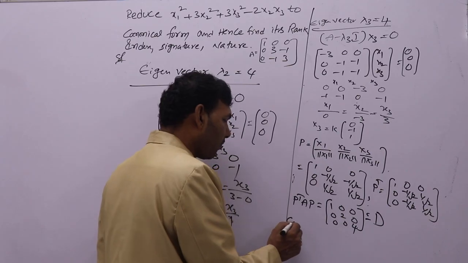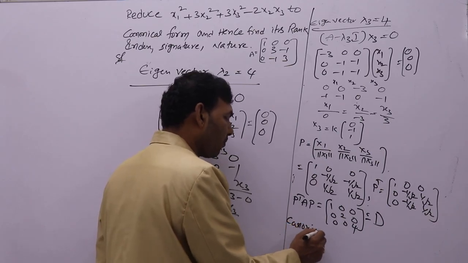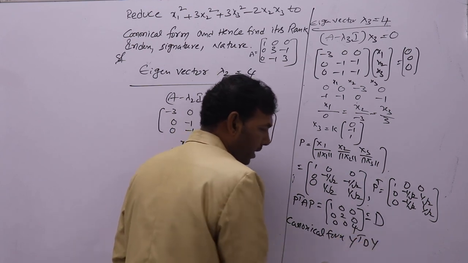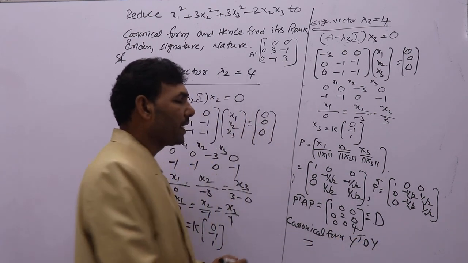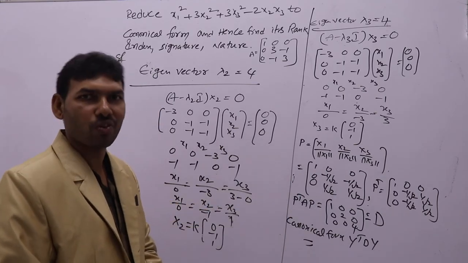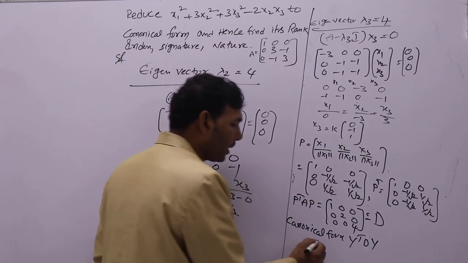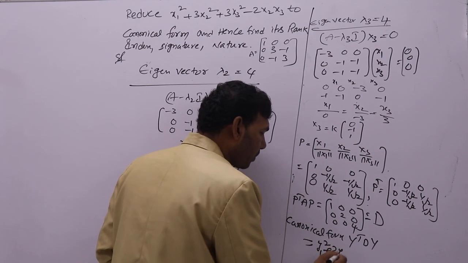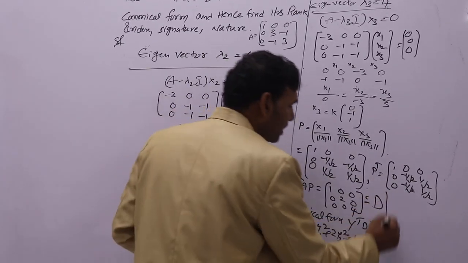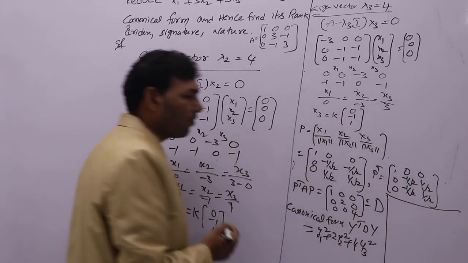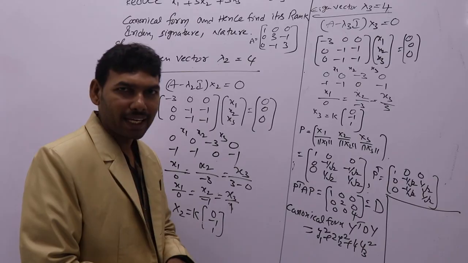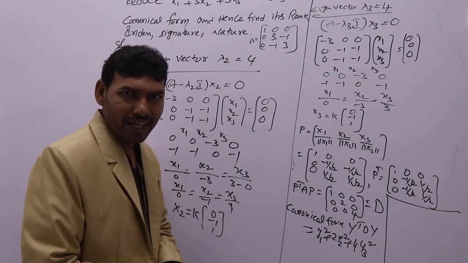Now the canonical form, you all know. Canonical form is y transpose D y. So y is y1, y2, y3. You need to multiply the diagonal elements with y1 squared, y2 squared, y3 squared. So 1 into y1 squared plus 2 into y2 squared plus 4 into y3 squared. After finding the canonical form, in this question you will have to evaluate rank, index, signature and nature.